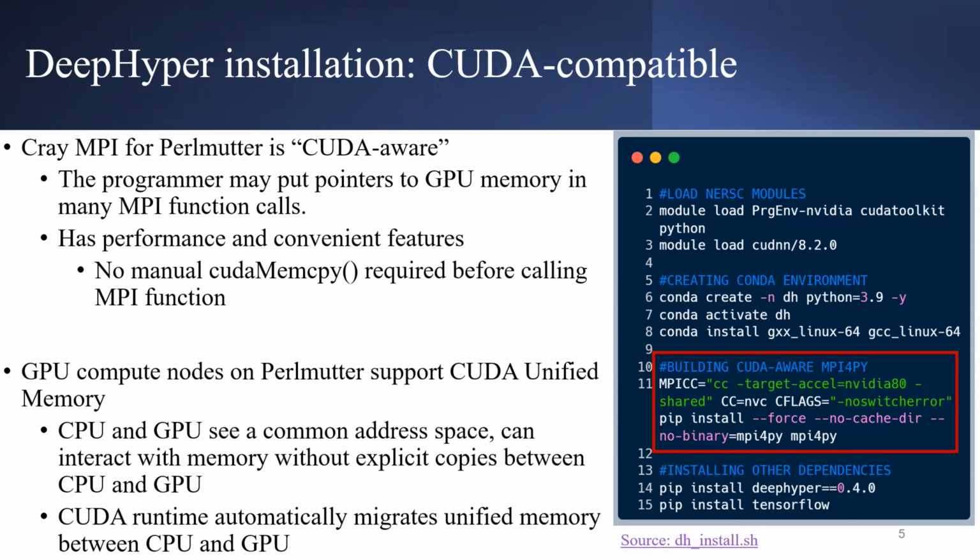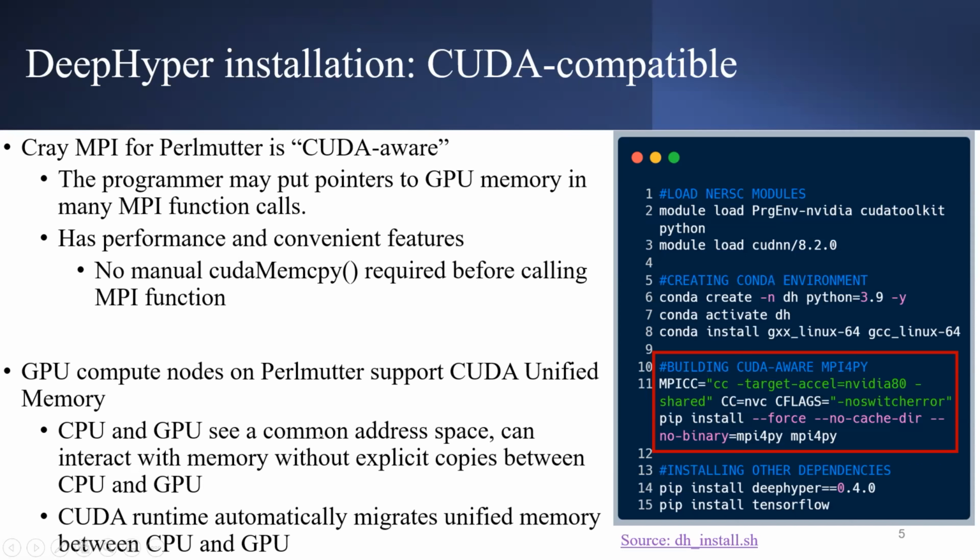So it makes our job a lot easier when you write codes on Perlmutter with MPI and CUDA combined. What changes is when you install mpi4py, you have to make the installation CUDA aware. The installation script that you see, which is also on GitHub, has special arguments added where you link the MPI CC and then install mpi4py.